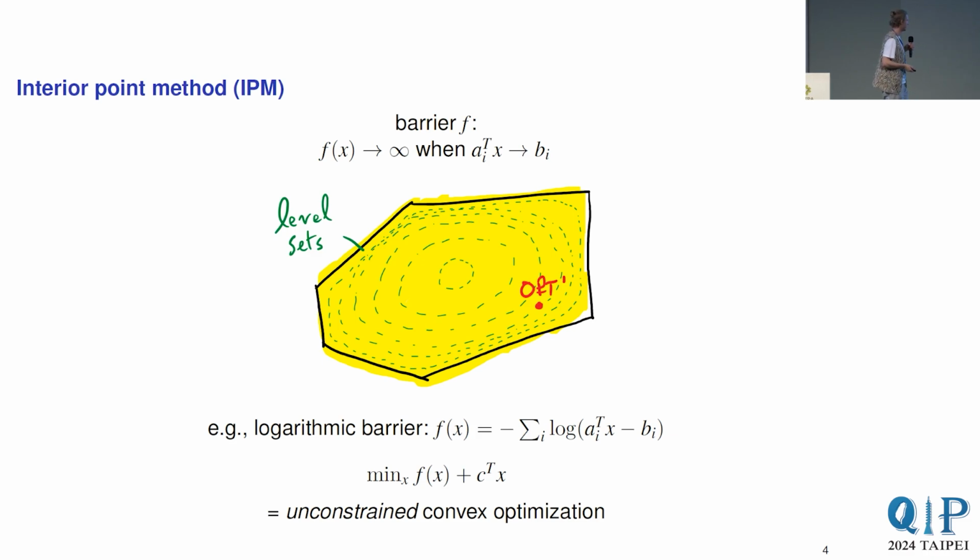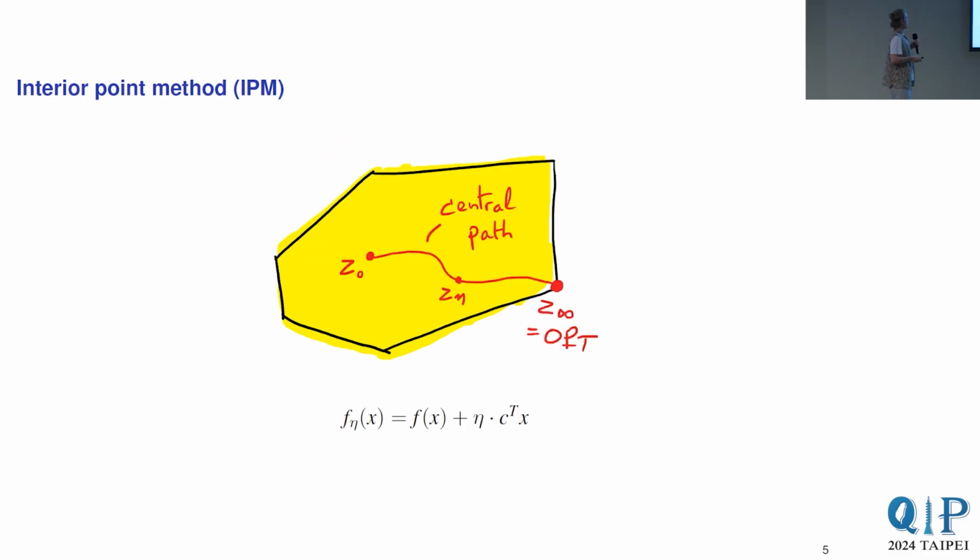So what does it mean to choose f of x appropriately? One way of thinking about it is taking this parameterized function f_eta of x, where we have the barrier function, which we don't change, but we put a parameter in front of our linear objective. Intuitively, as we make eta larger, this linear objective becomes more important, and we squish this opt prime closer to the actual opt, closer to the actual corner of the polytope. Precisely, we can define this notion of a central path, which is a curve of points z_eta, where z_eta is a minimizer of f_eta.